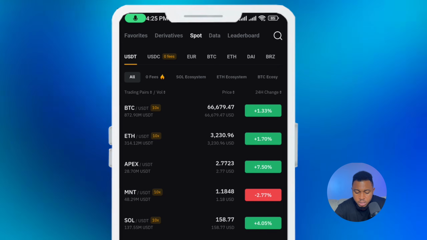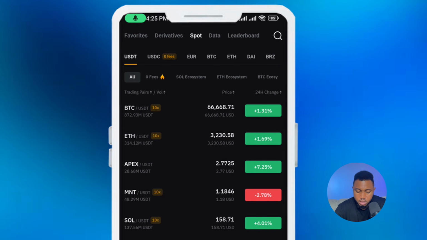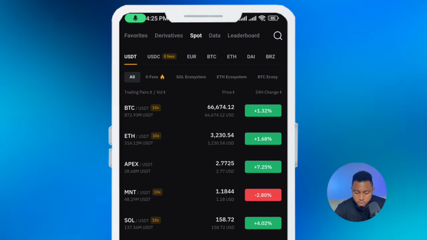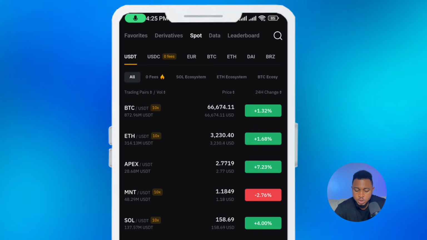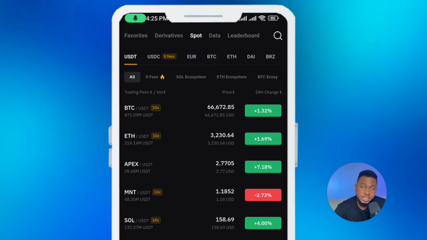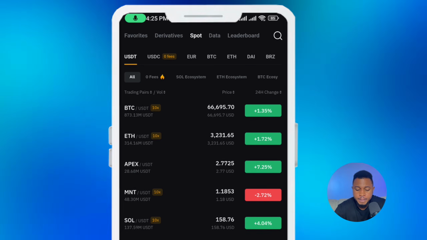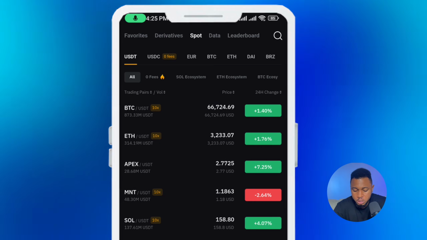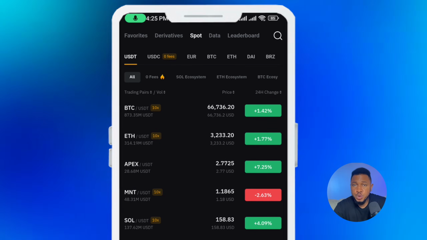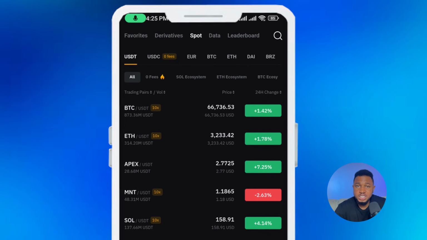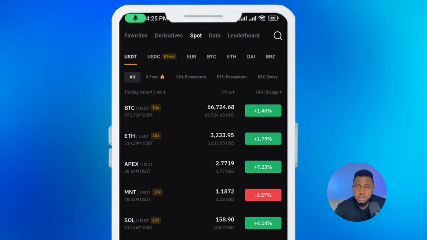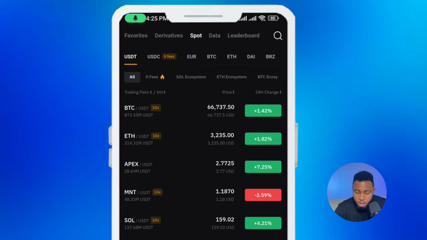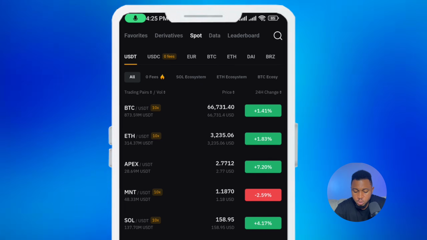Alright, so below it you can see BTC/USDT, ETH/USDT, APEX/USDT. So the question you might be asking me now is, why is it written as BTC/USDT and not just BTC? This is because it is called a pair. This pair simply means for you to purchase BTC, you must have USDT in your account so that you can use that USDT to purchase BTC. So if you don't have USDT, you won't be able to purchase BTC. Same with ETH, you must have USDT in your account before you can purchase ETH.